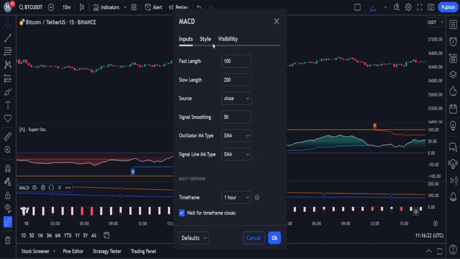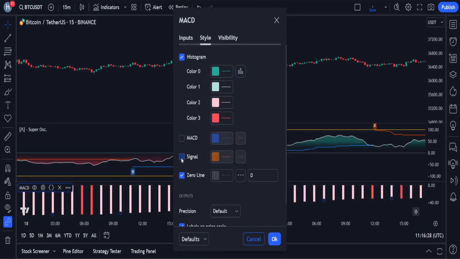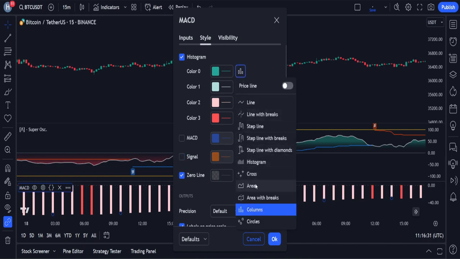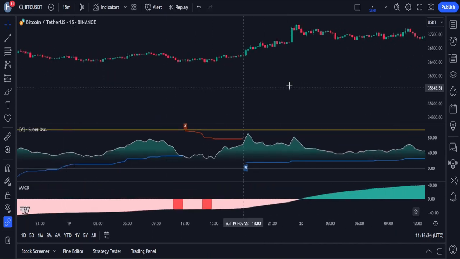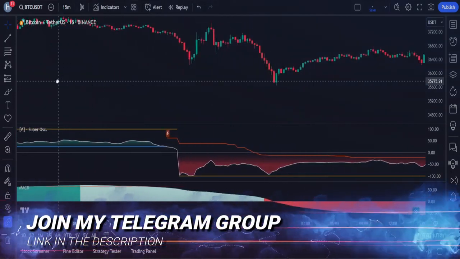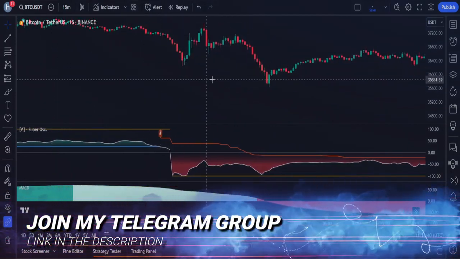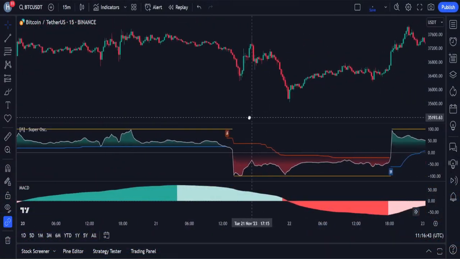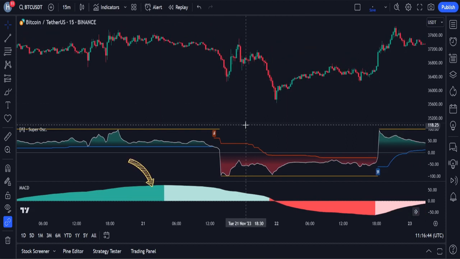After this, we will access the Style section. We will remove MACD line, and also the signal line. And for the appearance of the histogram, we will set it on the area option. This indicator shows us the overall trend of the market on a higher time frame when it's green. The overall trend of the market is upwards. And when it's red, the overall trend of the market is downward. Now, our chart is completely set. So let's go through the complete rules for entering a buy and sell trade using this strategy.